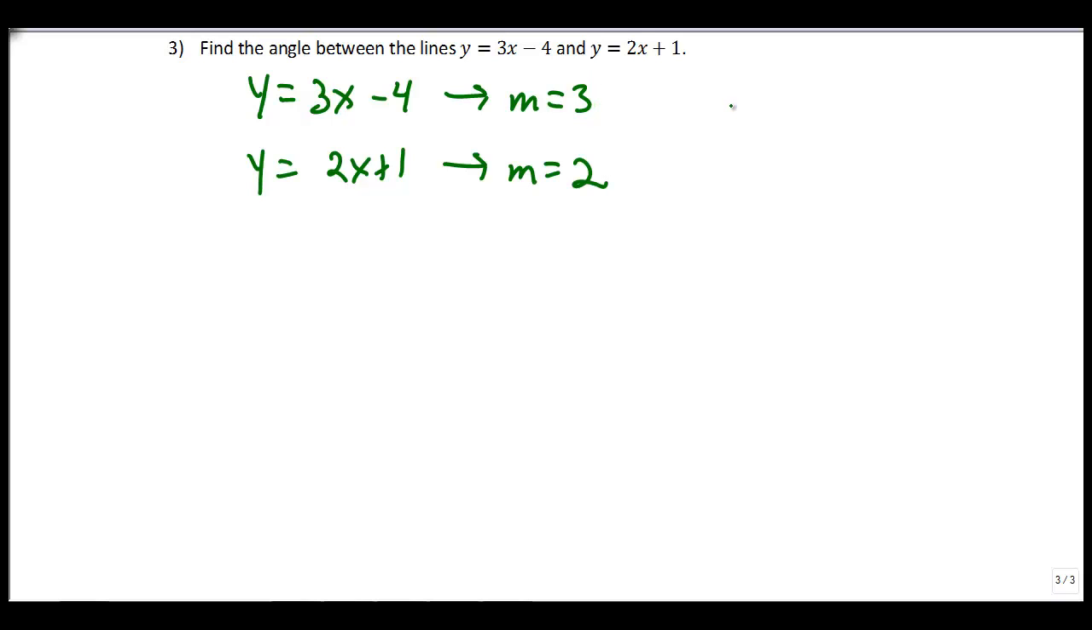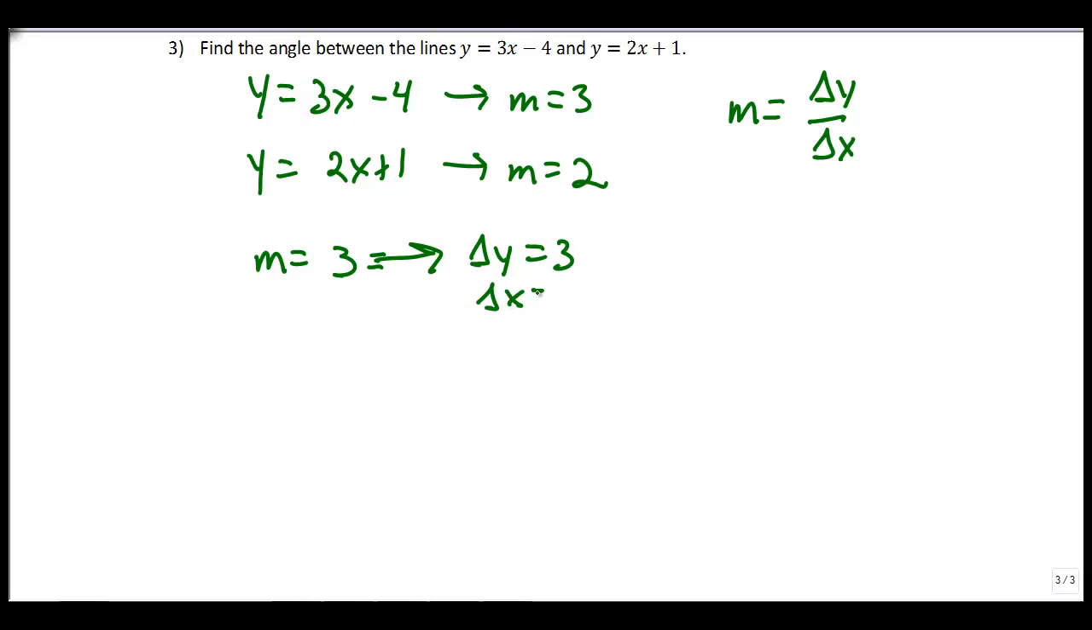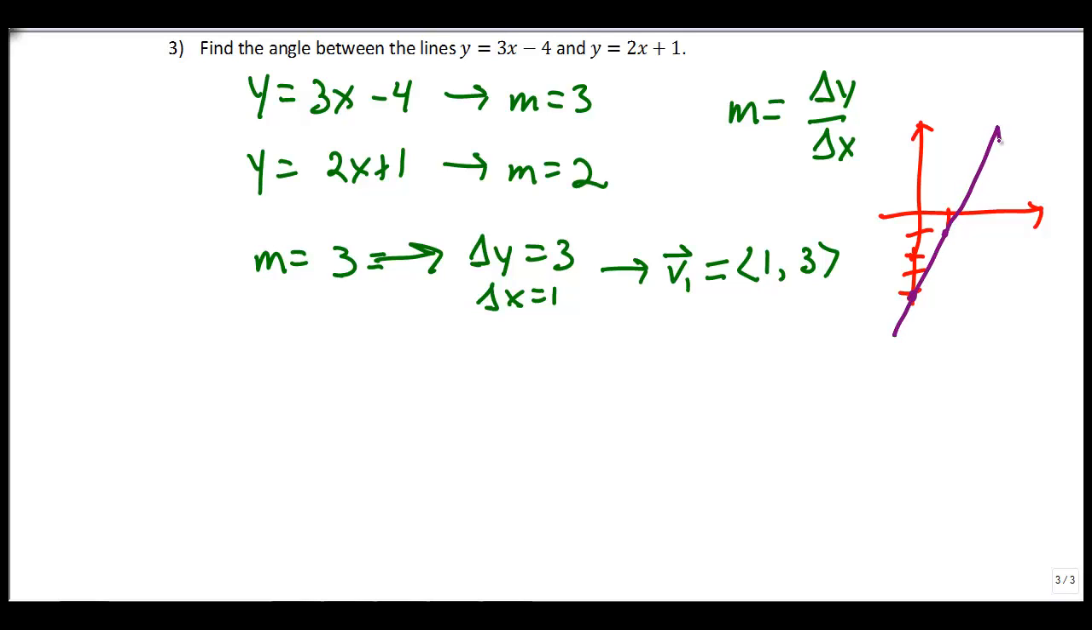Now, when you have this m, I tend to think of it as change in y over change in x. Note that when we have m equals 3, we could say the change in y is 3 and the change in x is 1. Well, that really gives us a vector. Let's call this vector 1: x changes by 1, y changes by 3. So what we're saying here, just draw this out quick, is that if you have a line whose slope is 3, let's see, we're going up 1, 2, 3, right there, 1, right there. Let's maybe draw that in purple. So you have a line whose slope is 3, looks something like this.